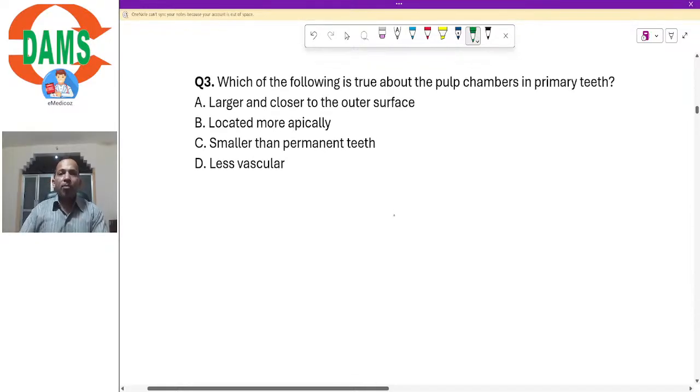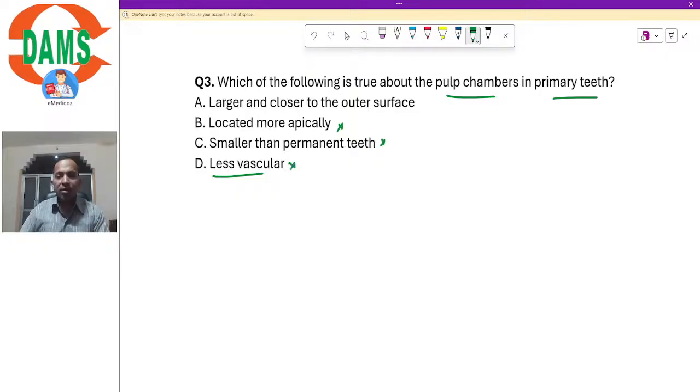Which of the following is true about the pulp chamber in primary teeth? It is large and closer to the outer surface. It is located more apically. This is incorrect. Smaller than the permanent teeth. It might be correct. It is less vascular. Again, this is incorrect, right? So, do you think it is larger and closer to the outer surface?